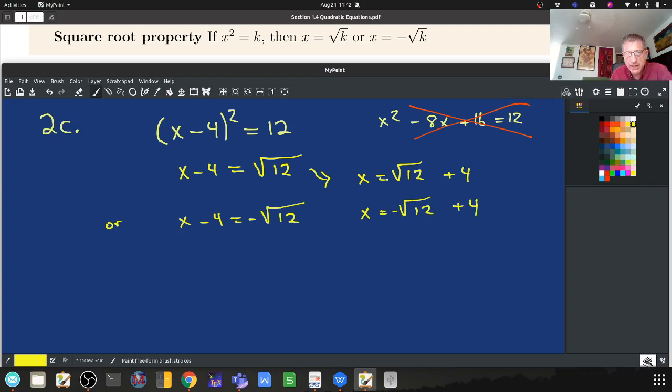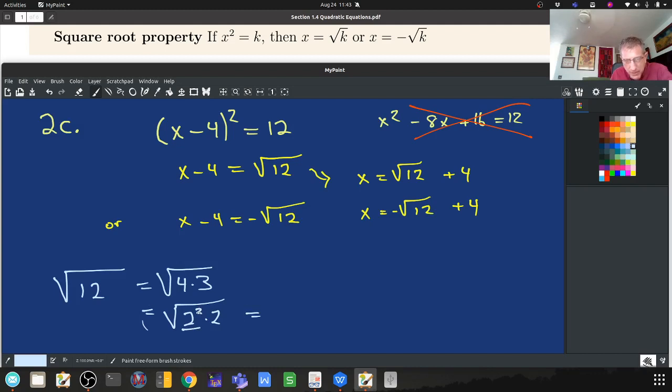But now I need to simplify the radical. And just looking at the square root of 12, the square root of 12 is equal to the square root of 4 times 3. But 4 is a perfect square. 4 is equal to 2 squared. So since the exponent is even, I can remove this factor from underneath the radical sign by dividing the exponent by 2. So the exponent becomes 1. So that's 2 on the square root of 3.